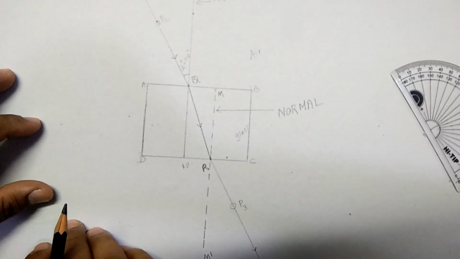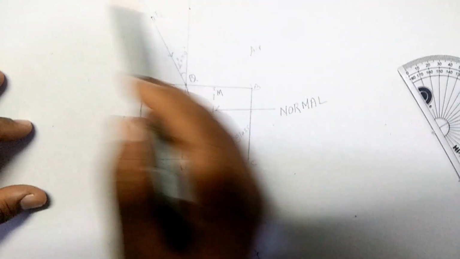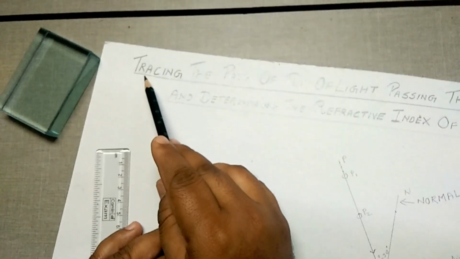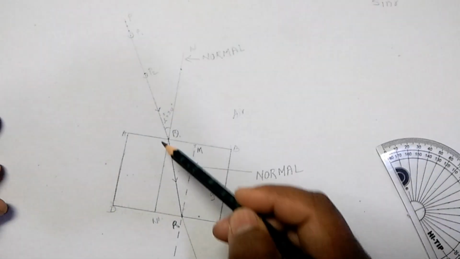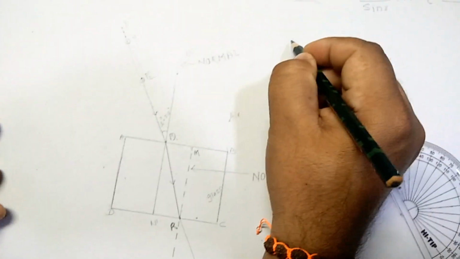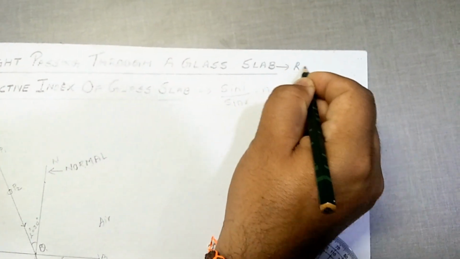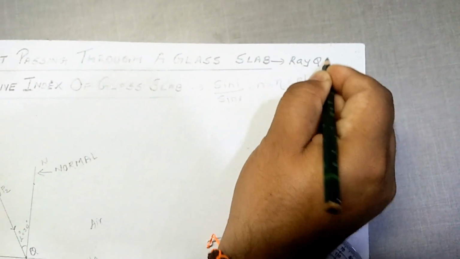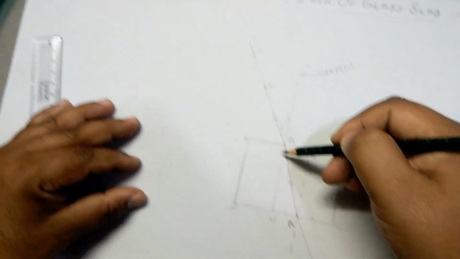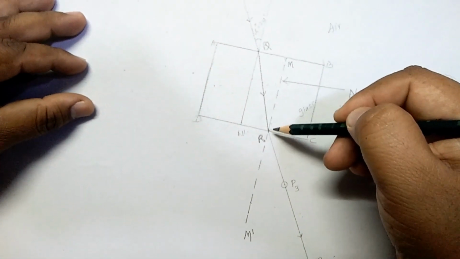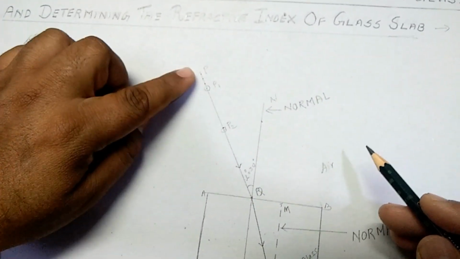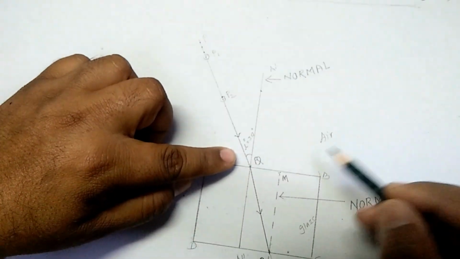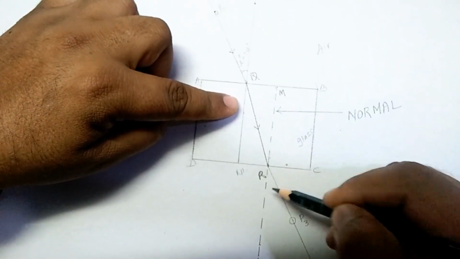So my students, as I told you, my first aim is tracing the path of ray of light passing through a glass slab. So which is the ray of light which is passing the glass slab? It is QR. Ray QR is the tracing of the path of ray of light. So that was my first aim, and which also says that when a ray of light goes from rarer medium, that's from air, that is PQ, to the glass slab, it is bending.